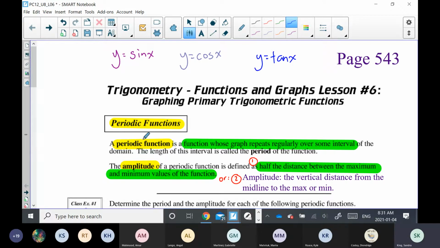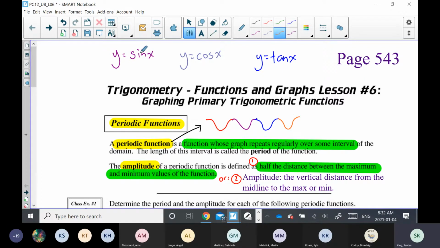Okay, if you have your highlighters, I want you to highlight this word, periodic function. A periodic function is a function whose graph repeats over some regular interval. So I'm going to give you an example of a periodic function. Let's say that this was my graph, and then this piece repeated again, and then it repeats again and again. This would be a periodic function because it's a function that is repeating. So I've got this one shape repeating 4 different times.